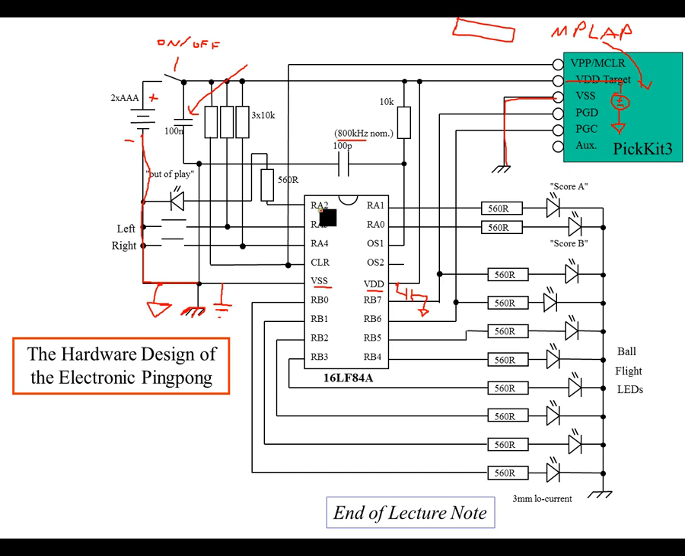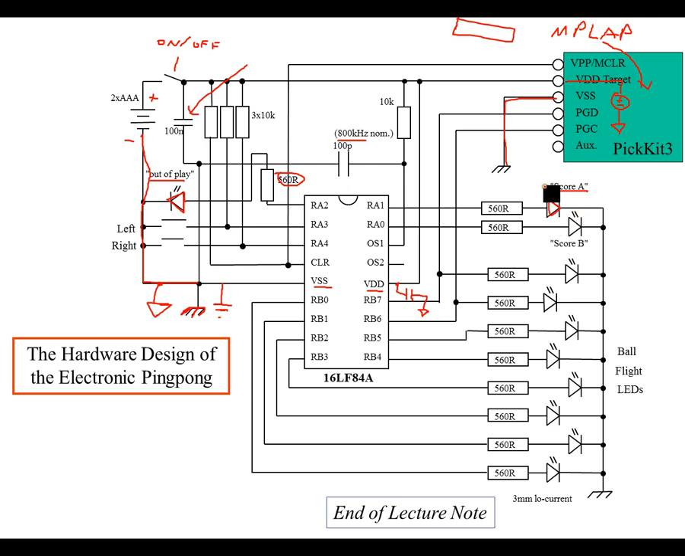Now, port A, bit 2, is the out of play LED. So, you have a current limiting resistor, and then you have your LED. Okay. Now, for port A, bit 1, we have the score A LED. Again, we have the current limiting resistor. You always have to have this, and you have your LED.